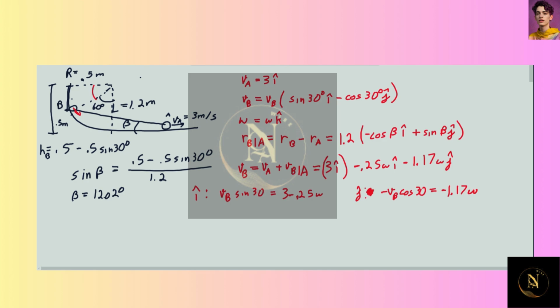I'm going to solve for omega first. If I divide these two equations, the VBs will cancel out, and I have a negative tangent of 30 degrees equals 3 minus 0.25 omega over negative 1.17 omega. So those negative signs can cancel out. I can do some algebra to find that omega is 3.23 radians per second.